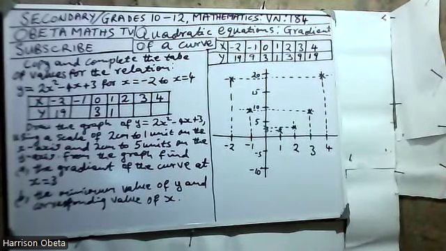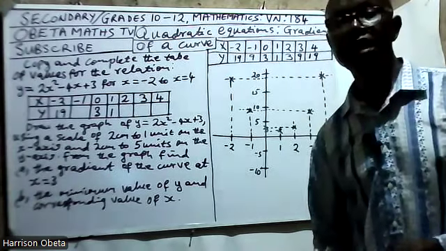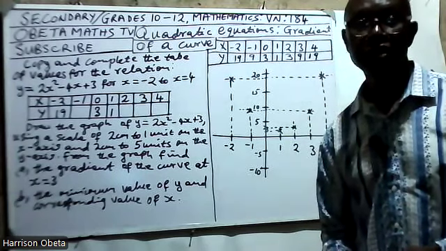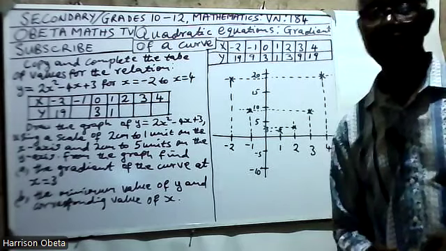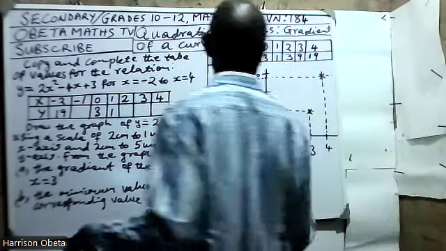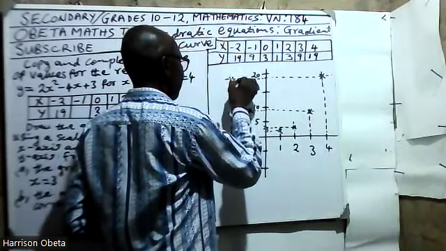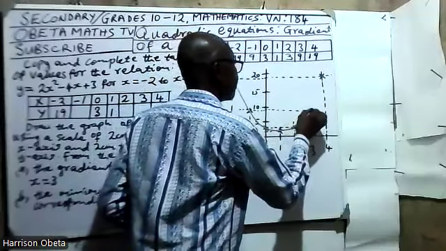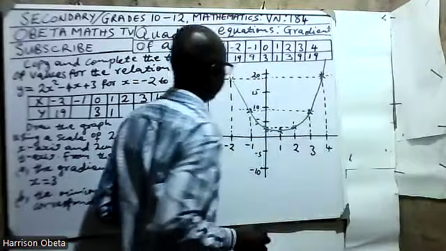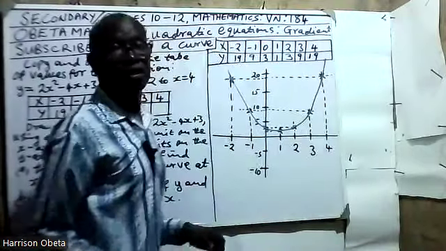So let's move on. Now we are going to connect the points using either a broomstick or a French curve, or you can use freehand. With practice, you can get it right. So let's start. So this is how it will look like.